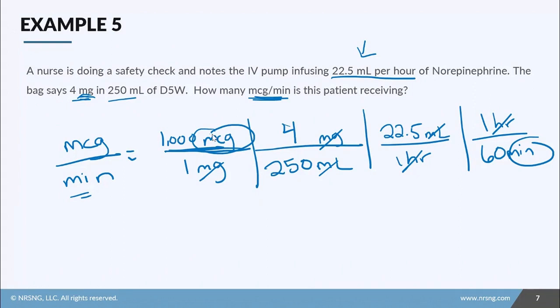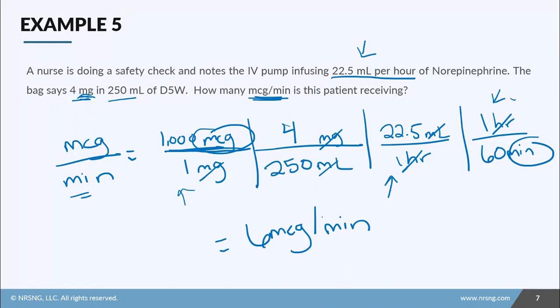So now we're going to multiply across the top, divide across the bottom. 1,000 times 4 times 22.5 divided by 250 divided by 60. You'll notice I skipped a couple of the ones. That is a personal preference. It's up to you. Sometimes I include them, sometimes I don't. Including them in your calculation just helps you to make sure you don't miss anything. So when we do this math, what we end up with is 6 micrograms per minute.